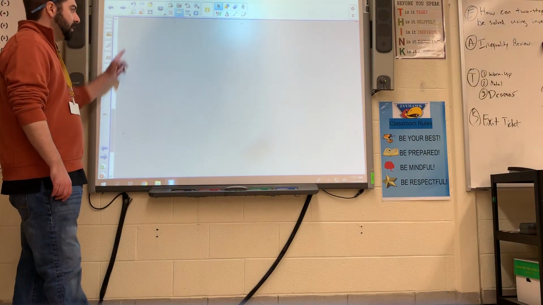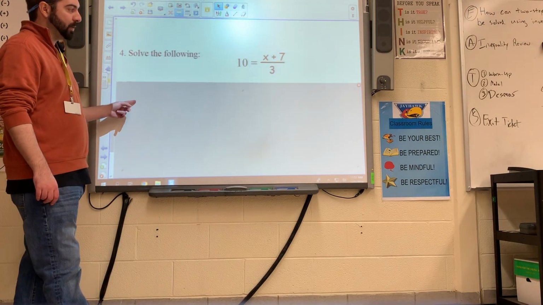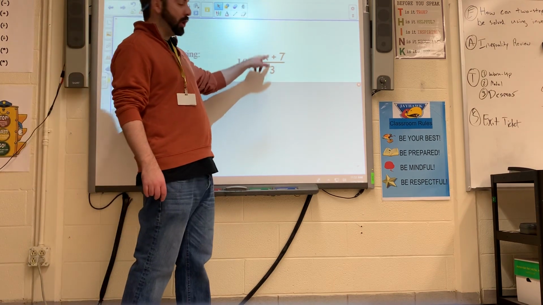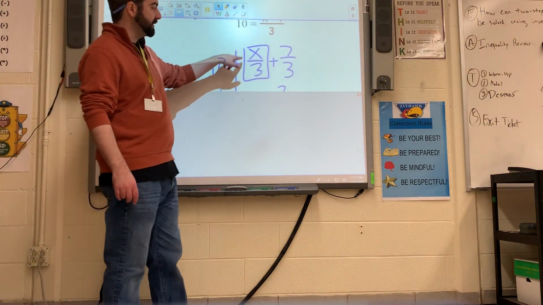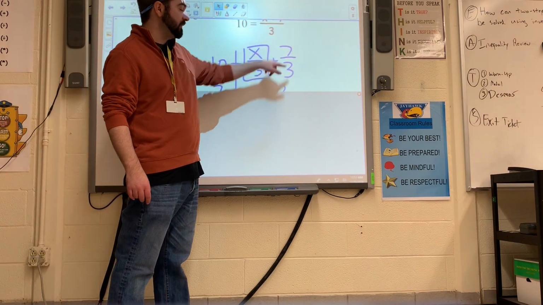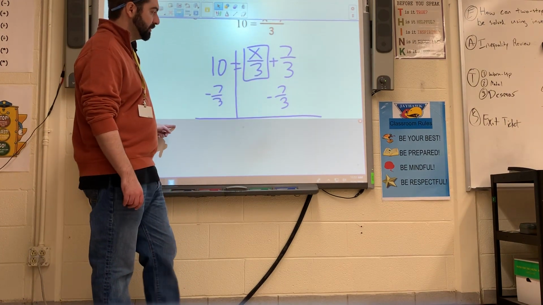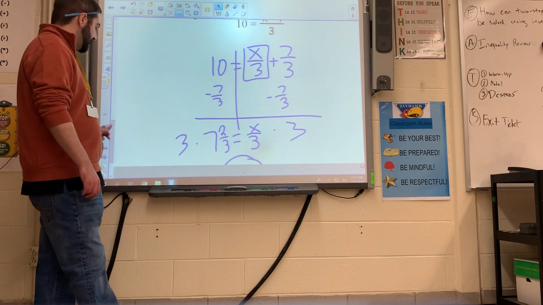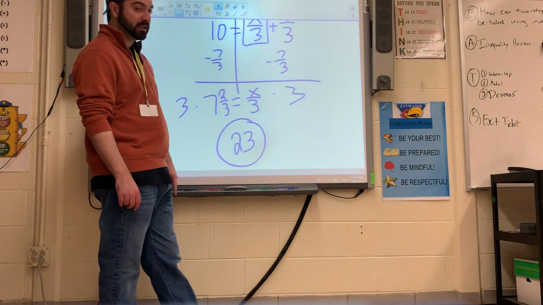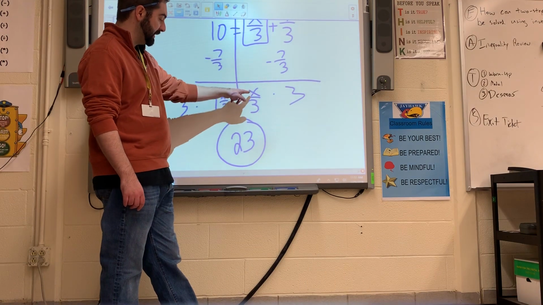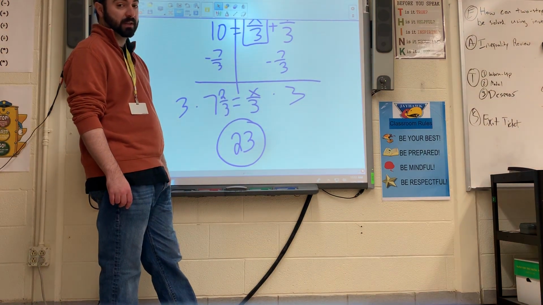Number 3, we have to break this problem up and set it up correctly. Everything, the expression is all over 3. So the real problem we were solving was 10 equals x divided by 3 plus 7/3. First step, we're going to subtract 7/3. We end up with 7 2/3 equals x divided by 3. We're going to multiply each side by 3 to isolate x, and our answer is positive 23.